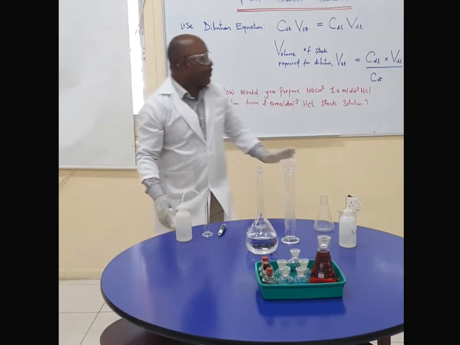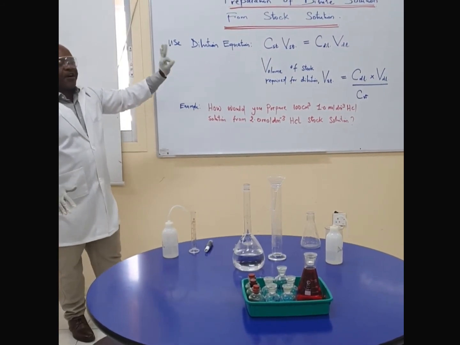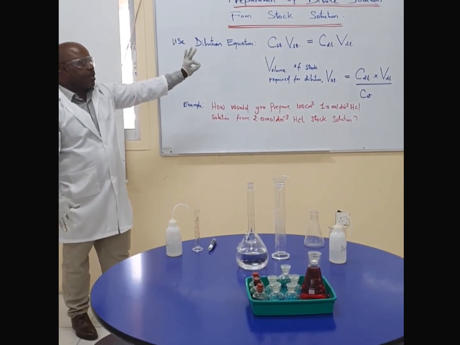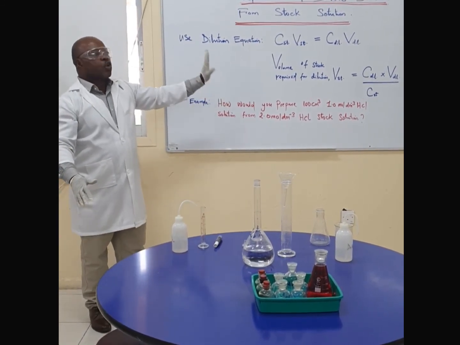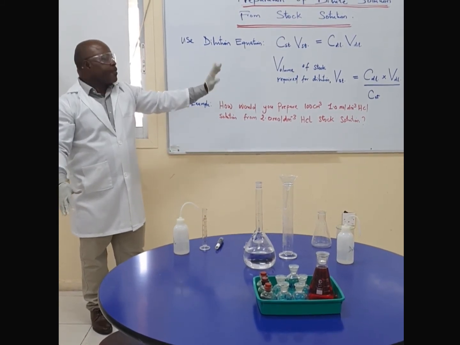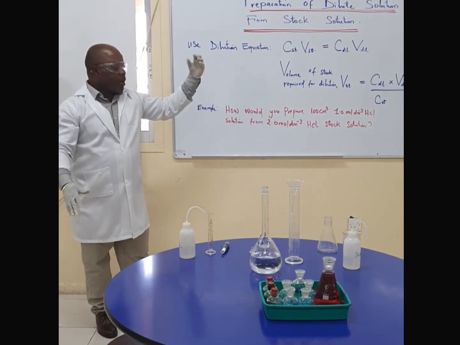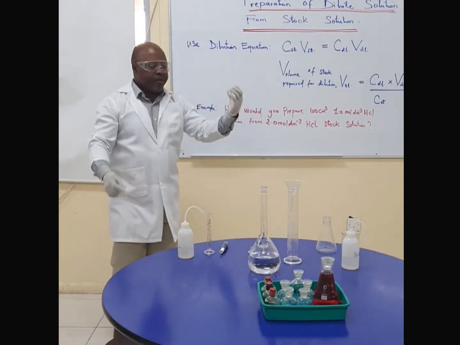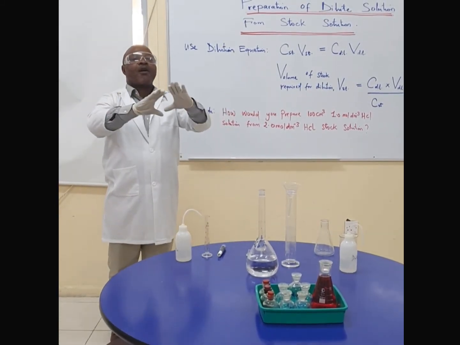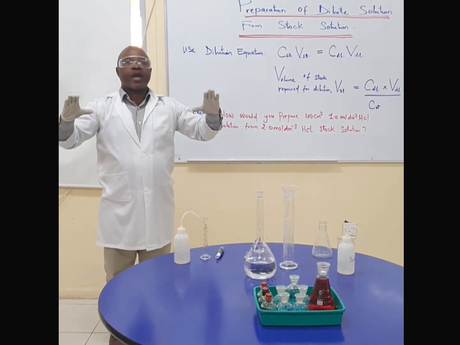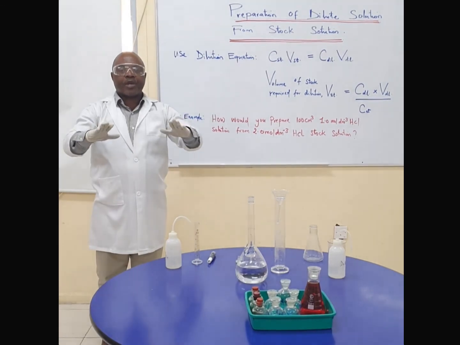And this is it. A recap: preparation of dilute solution from stock solution. The first thing is use the dilution equation. From the dilution equation, you make the volume of the stock solution required for dilution the subject. Then you calculate the volume that is required. From that volume, you now measure the stock solution and put it in the volumetric flask. Then fill in distilled water and make up to the mark, and you have your exact 100 ml. That is the simple way of making a dilute solution in the laboratory. Thank you very much.